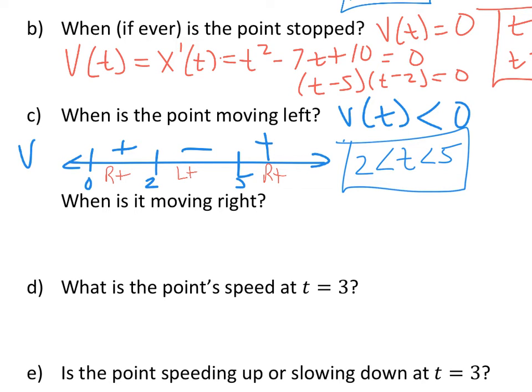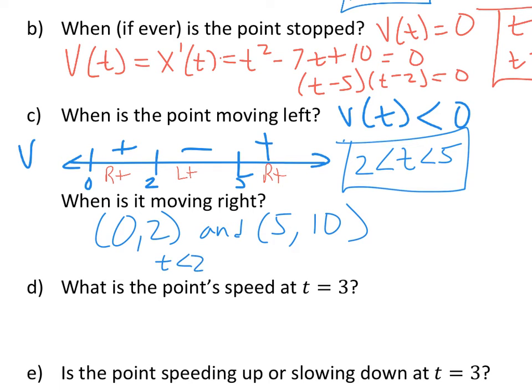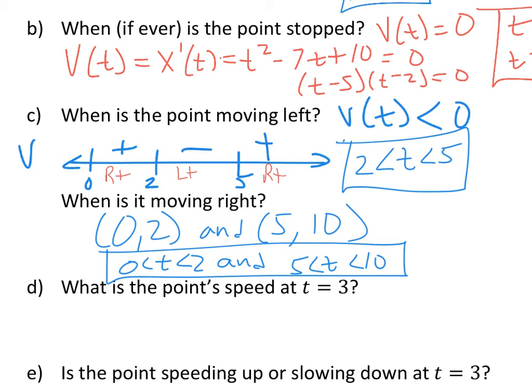When is it moving right? Well, we can use the same number line there. That's what we found out. So it's moving right from 0 to 2 and from 5 to 10. Or you might say t is greater than 0 and less than 2, and t is greater than 5 and less than 10. During those time intervals there.